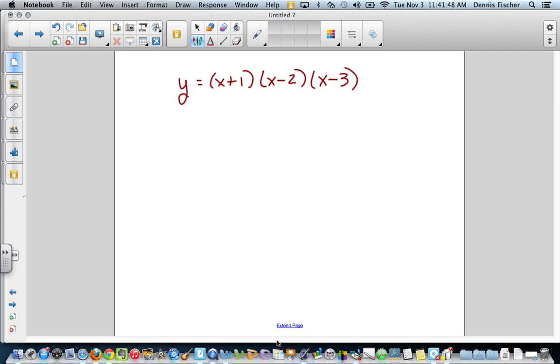So here, if I set it equal to 0, I'm going to get zeros at negative 1, positive 2, and positive 3. What did I do wrong?